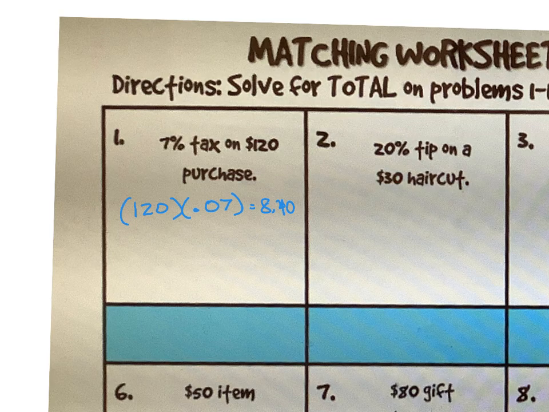But that's not all you're paying. You still have to pay the original $120. So to get our answer, I need to take the $120 and add in the tax, which in this case is $8.40, which gives us a grand total of $128.40, which on your page you'll see as one of the options at the bottom.